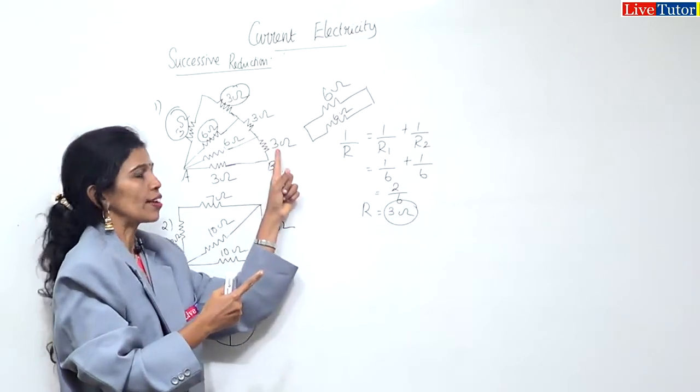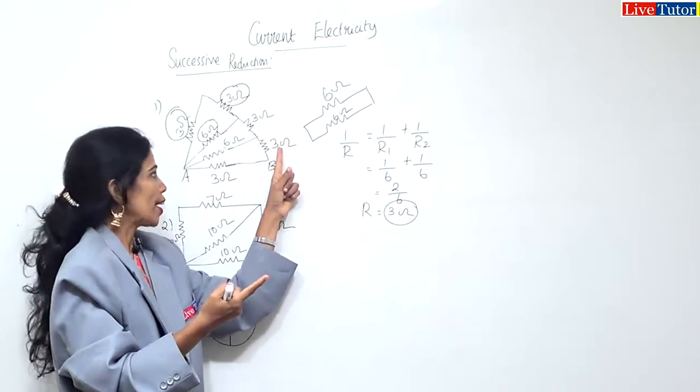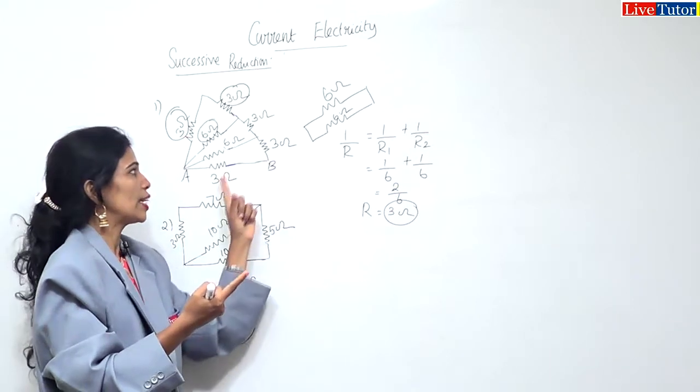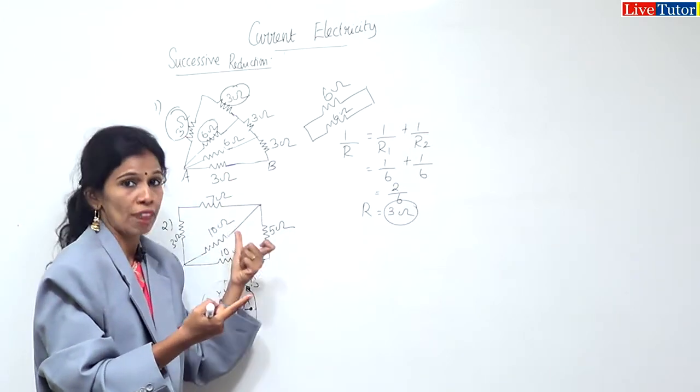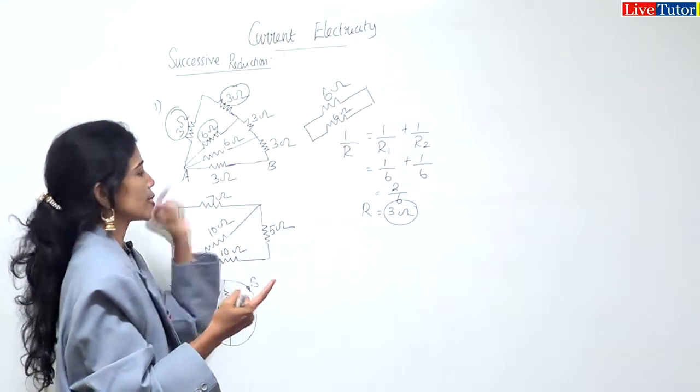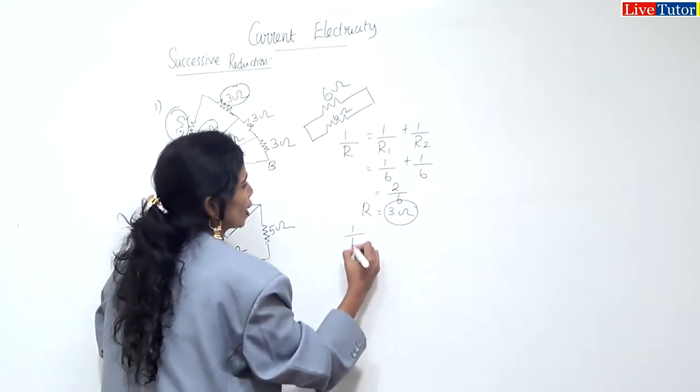Now 3 plus 3 equal to 6 ohm. Again 6 and this 3 are in parallel. But here both the resistors are of different value. Keep it in your mind. So here we got it as 6 and this is 3 ohm. So what will be the final answer?